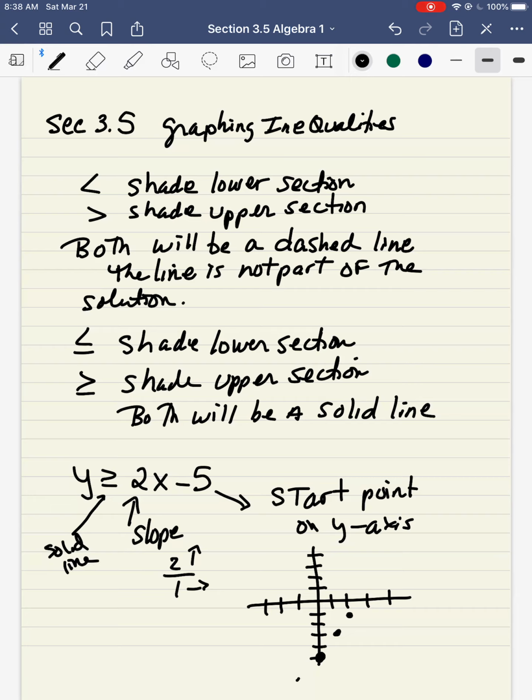So when I connect my dots, or on the computer when you select it, you're going to select a solid line. Because it's greater than, you're going to shade above. This is above. So that is the graph of y is greater than or equal to 2x minus 5.